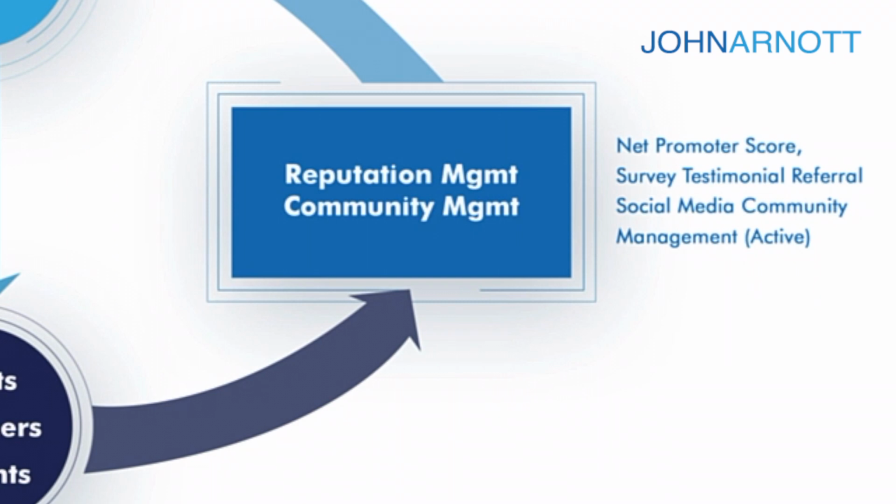In that area, we use a tool called the Net Promoter Score. I have another video on that I'll refer to in the show notes. The Net Promoter Score is, on a scale from 0 to 10, how likely would you be to refer us to an associate or a family member or somebody like that?